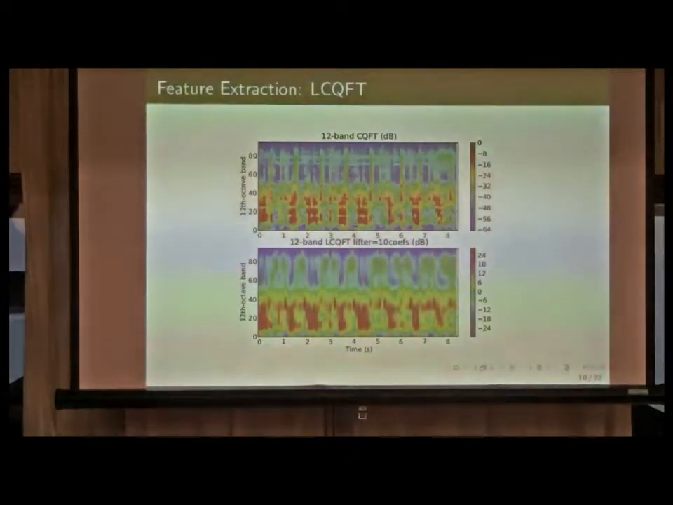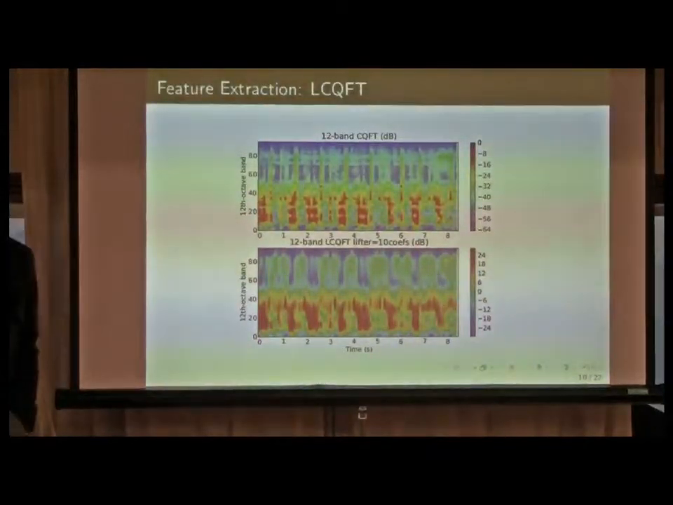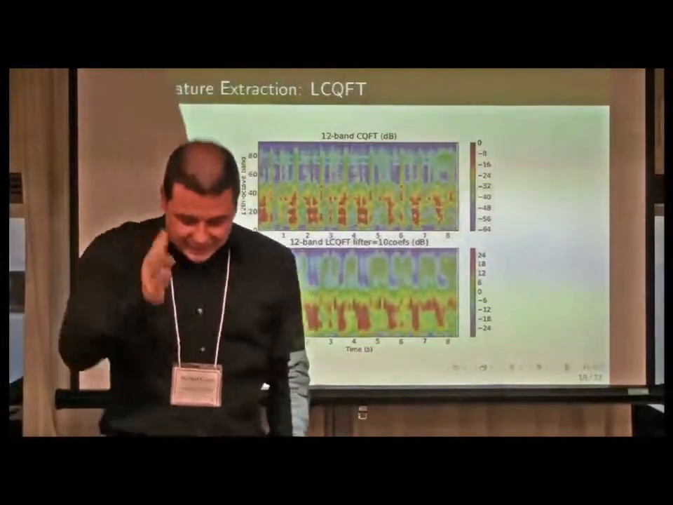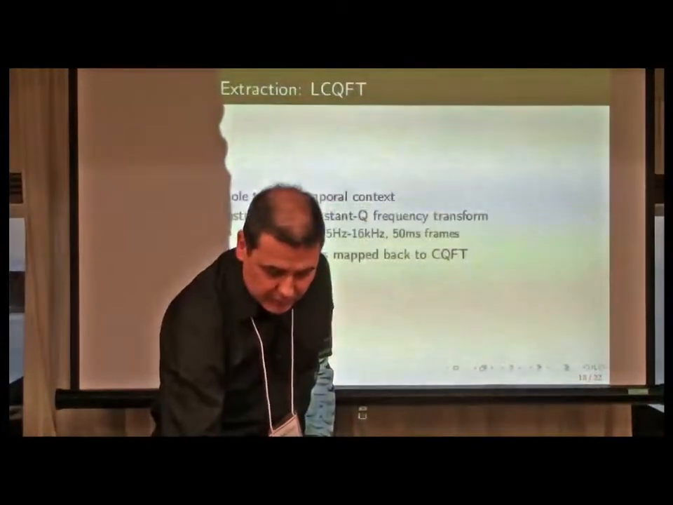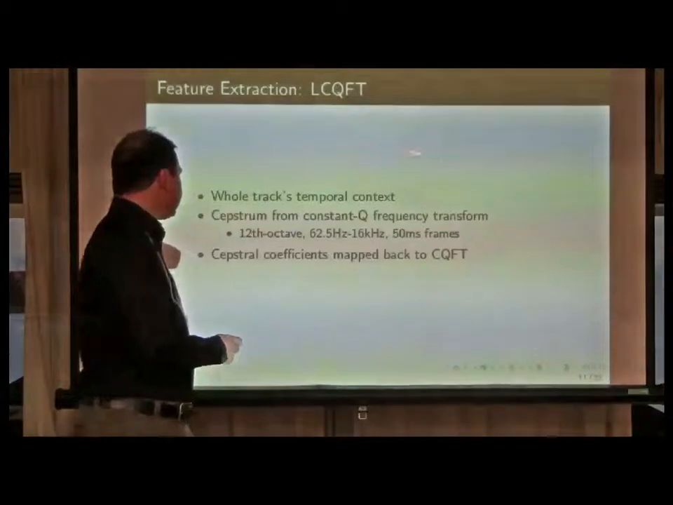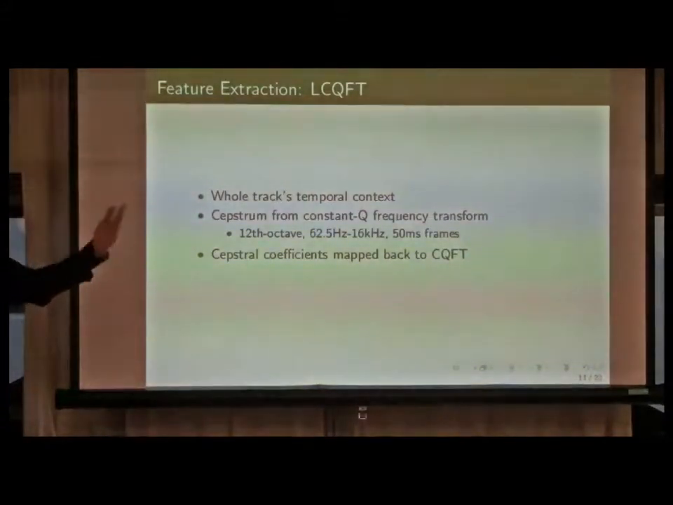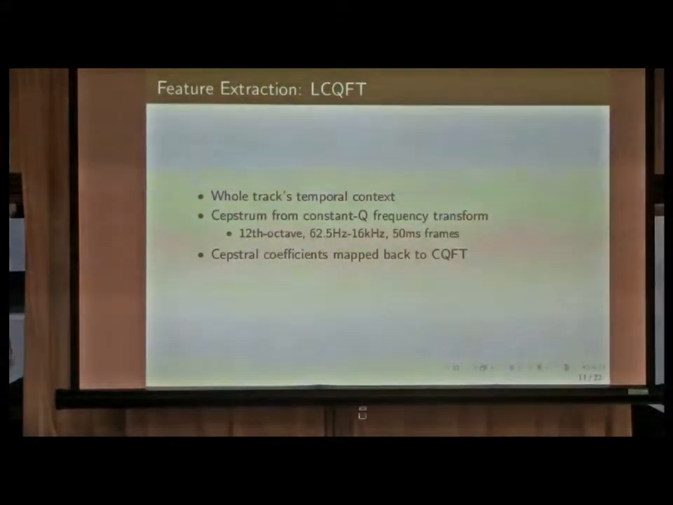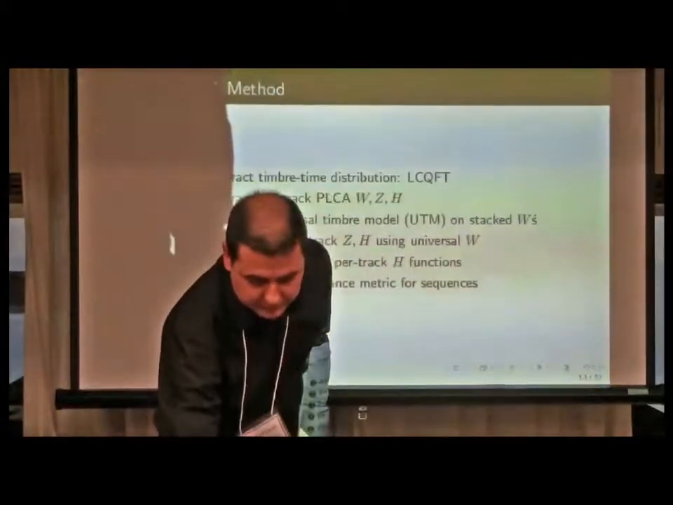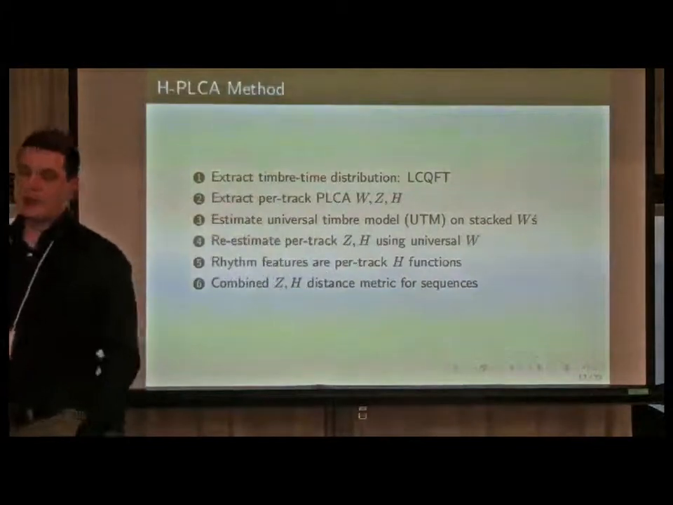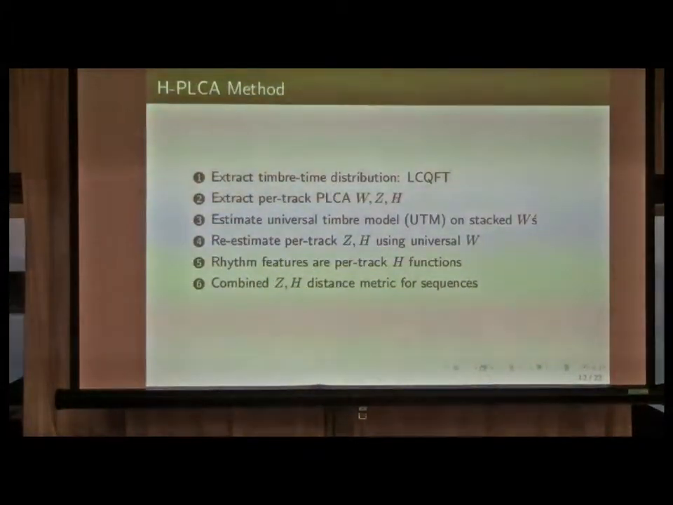So we invert the cepstra transform once we've removed the high cepstra coefficients, and that's the representation we're working with. And so what we do there is we work with a whole track, and we use the entire temporal context. We're actually interested in the time evolution of these low Q frequency spectra. And it's a 12th octave filter bank at the front, and we're mapping back to constant Q for a transform. Okay, so this is our method. This is what we're going to do to try and access some kind of background rhythmic information and then do some matching. So we're going to extract this timbre time distribution, which is the low Q frequency constant Q transform I just described.